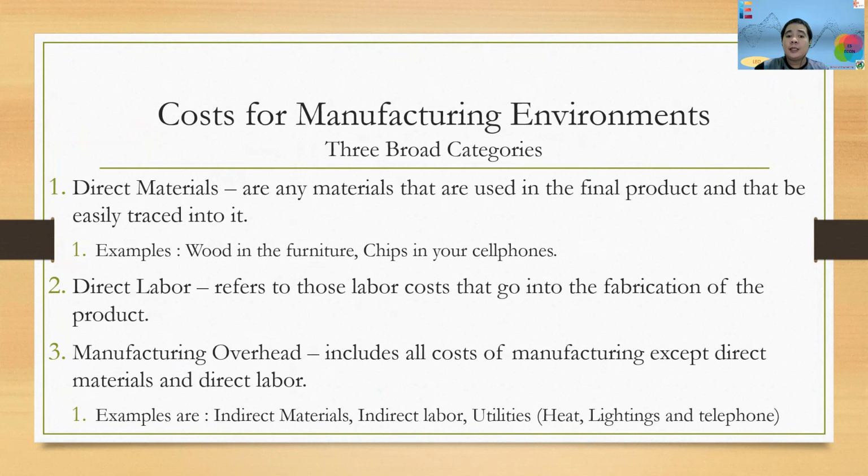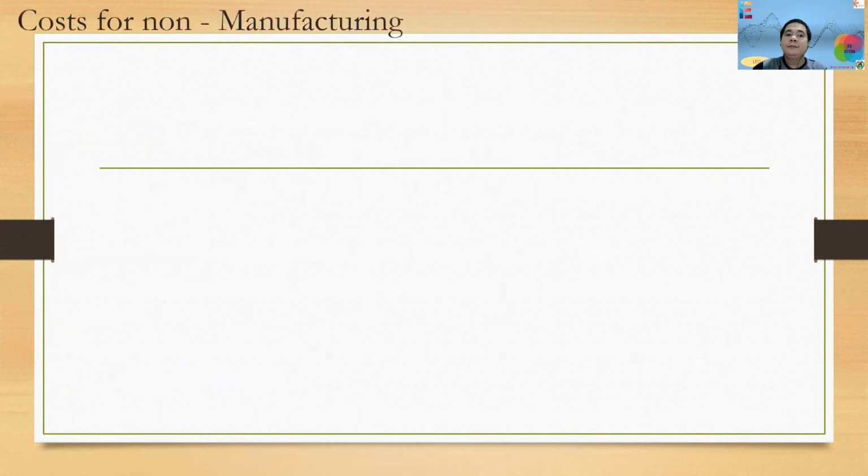Examples are indirect materials and indirect labor, utilities such as electricity and telephone. Telephone is not directly associated with your product, but it is a requirement for you to continue the business. So those are what we call utilities. That is a part of your manufacturing overhead.